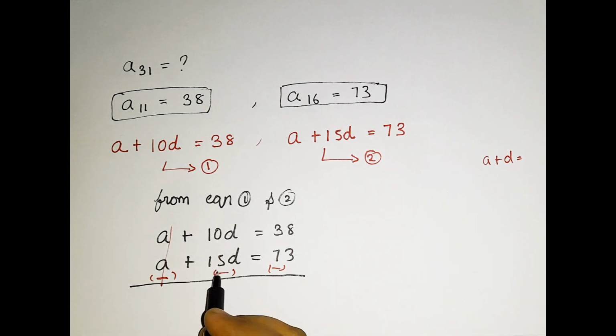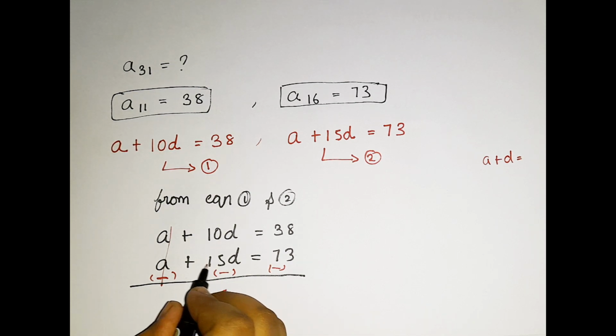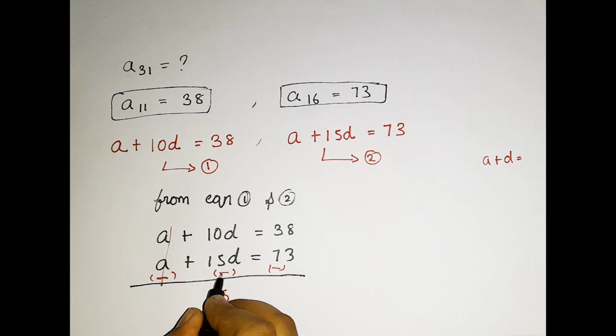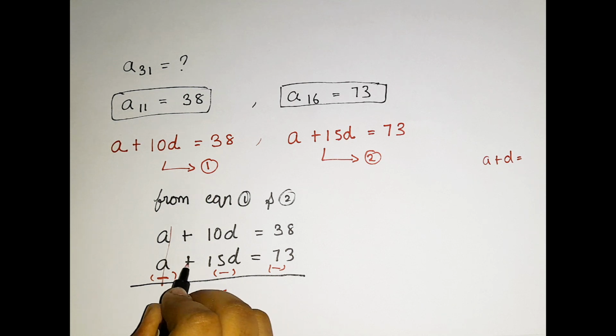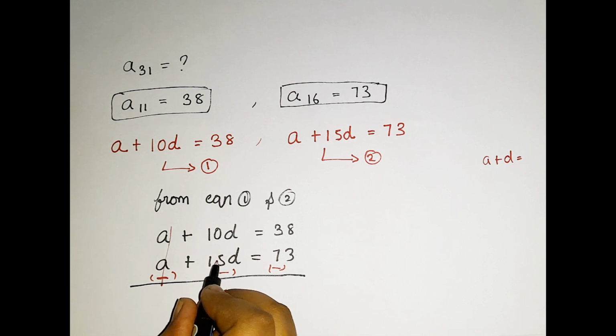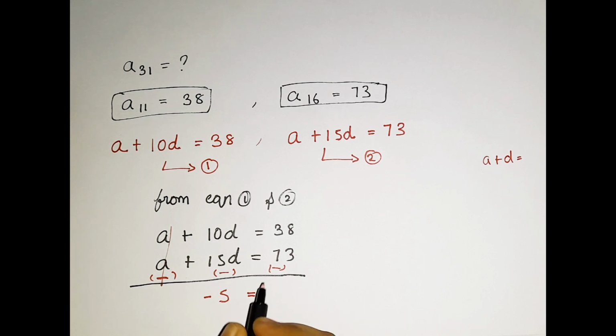When we solve 15 minus 10, we get 5. But now we are supposed to look at the new sign. This 15 has got a new sign, that is minus, not plus. Since 15 is the greatest number, we write minus 5D is equal to, when we solve 73 minus 38, we get 35. Here 73 has a minus sign, so let us write minus.